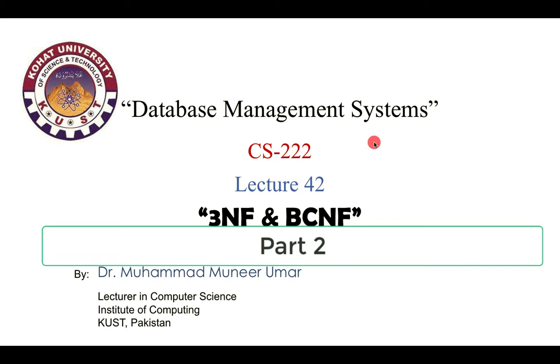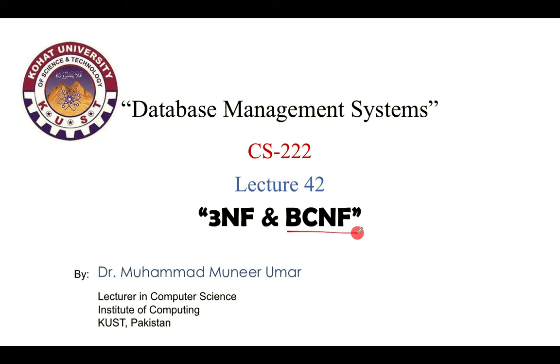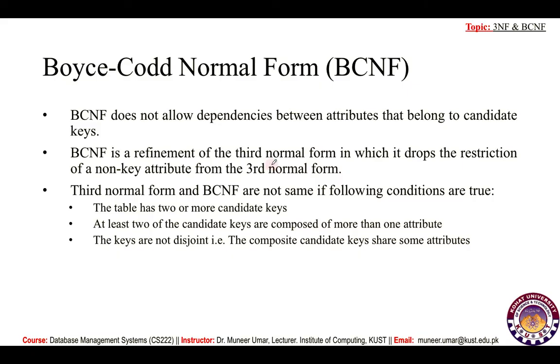This is the second part of our lecture. In this lecture, we will study about BCNF. Then we have BCNF, Boyce-Codd normal form. Boyce-Codd normal form does not allow dependencies between attributes that belong to a candidate key. It is somehow similar to the transitive dependency of the 3NF, and we also call this form 3.5 NF.